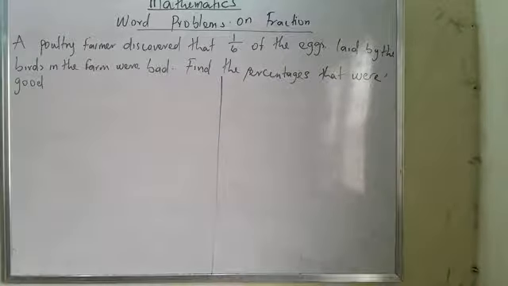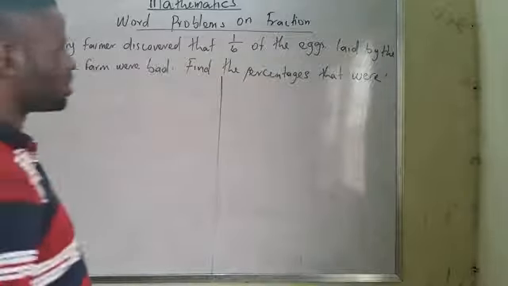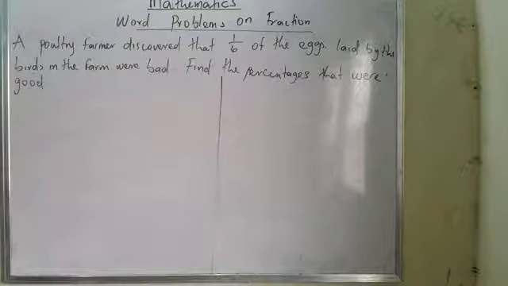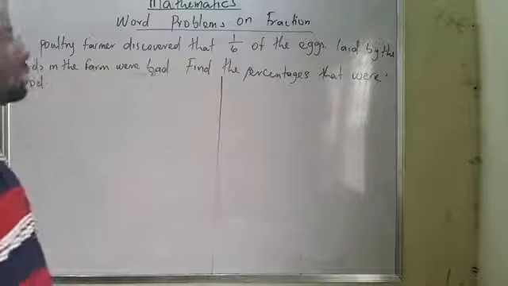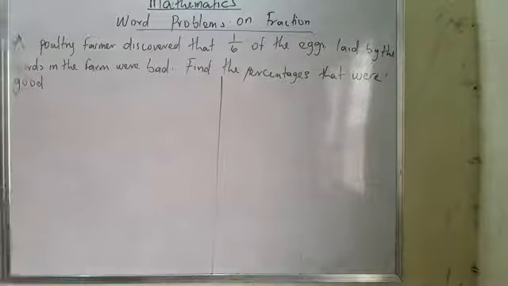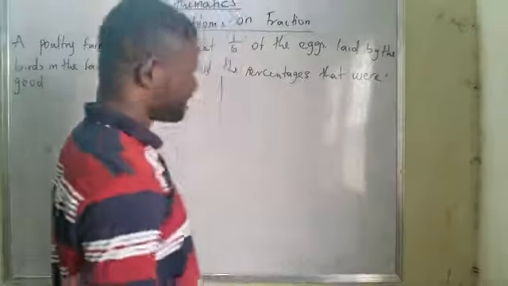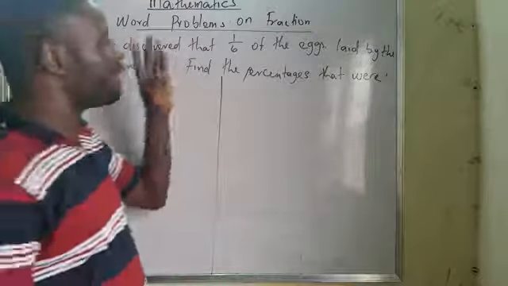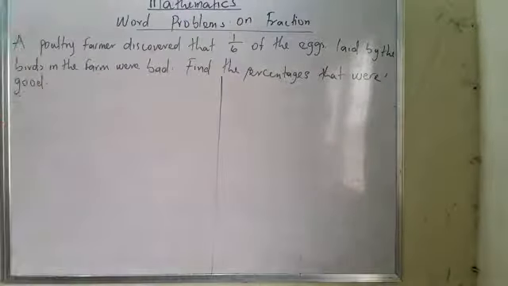A poultry farmer discovered that 1 all over 6 of the eggs laid by the birds in the farm were bad. Oh, wow, that's very bad. Find the percentage that were good. A poultry farmer discovered that 1 all over 6 of the eggs laid by the birds in the farm were bad. Find the percentage that were good.